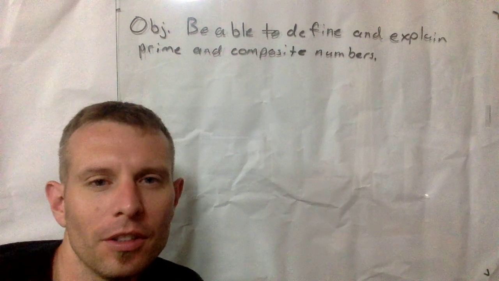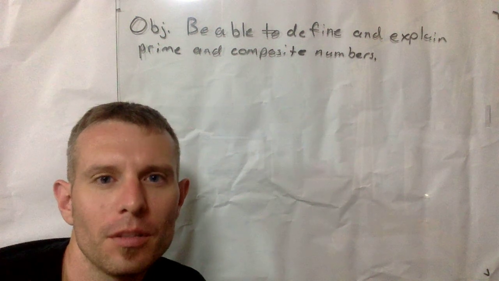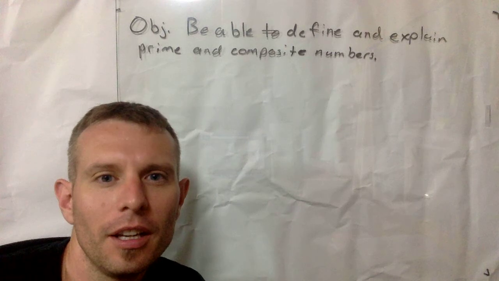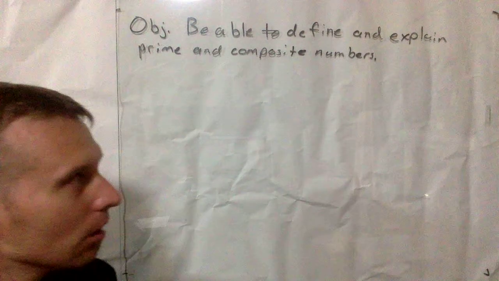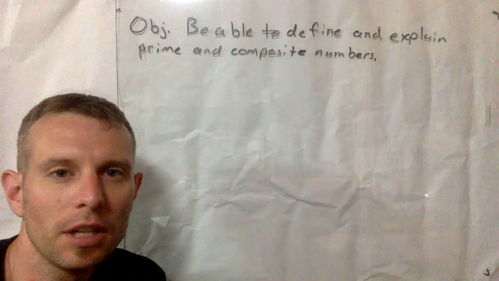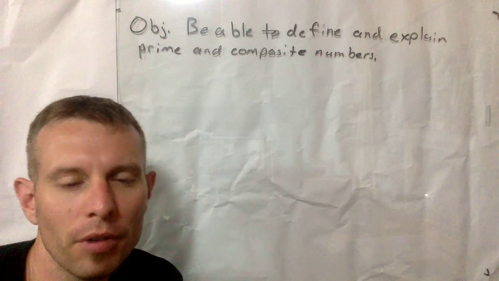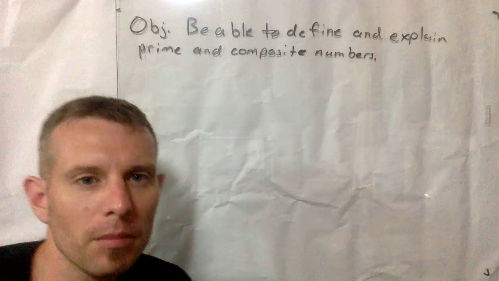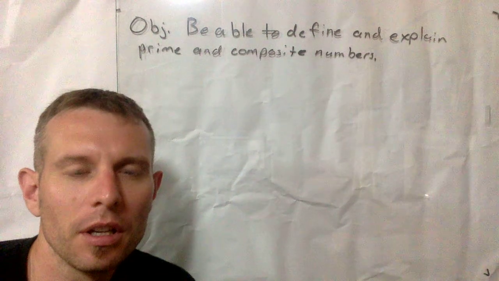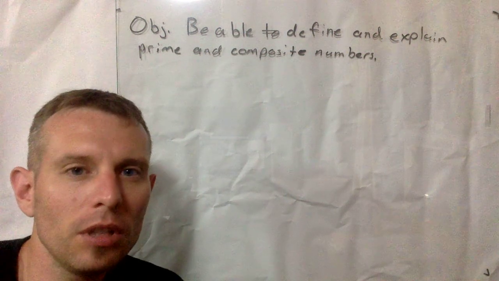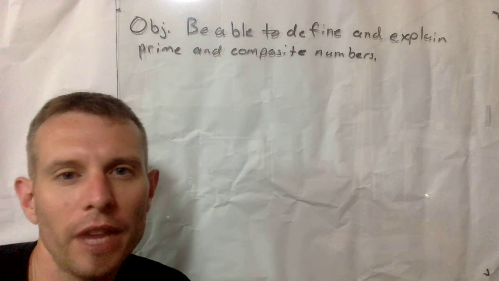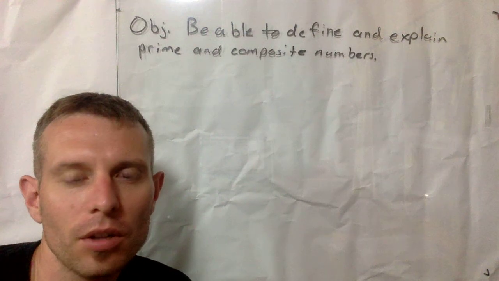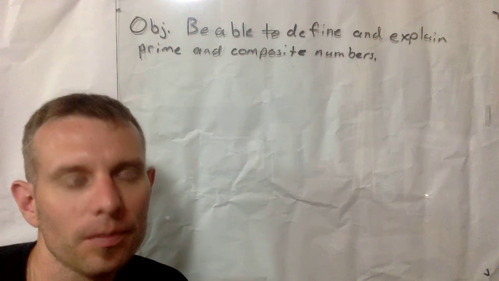Alright, in this video, the objective is to be able to define and explain prime and composite numbers. Okay, so first off, a couple of definitions. A prime number, you should write this down, is a number that has exactly two factors. A number that has only two factors.